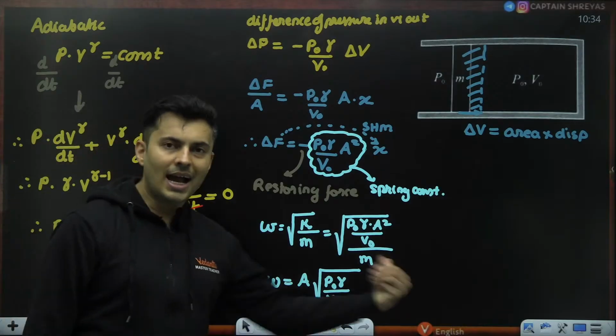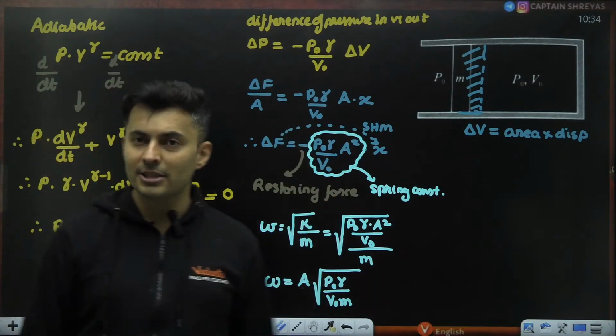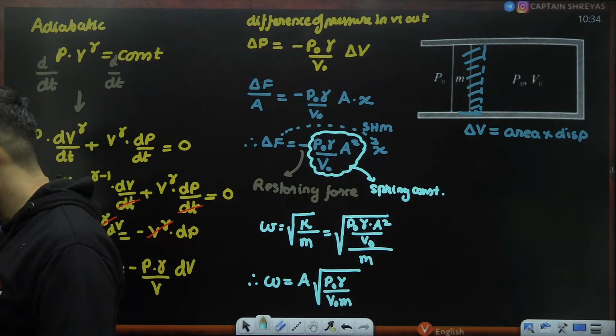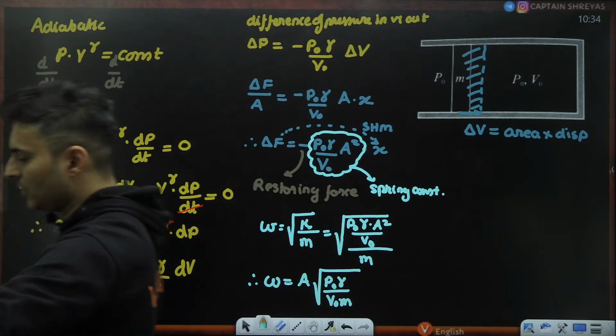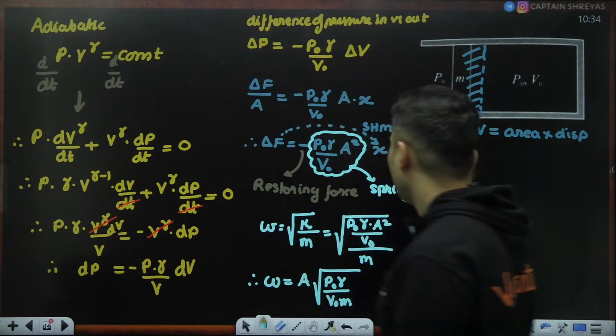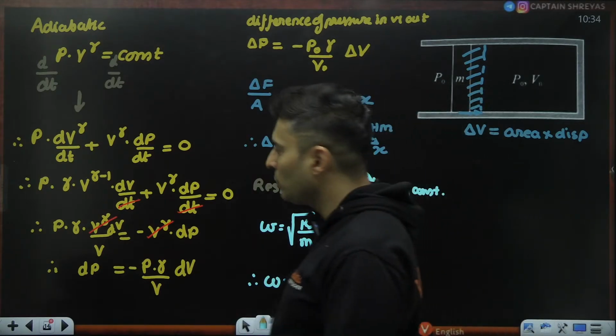So this is the angular frequency of oscillation. Isn't it amazing? Very good. If time period was asked, then also you can find it. It's not a big deal, but this is also straightforward. If omega is known, time period is 2 pi by omega.